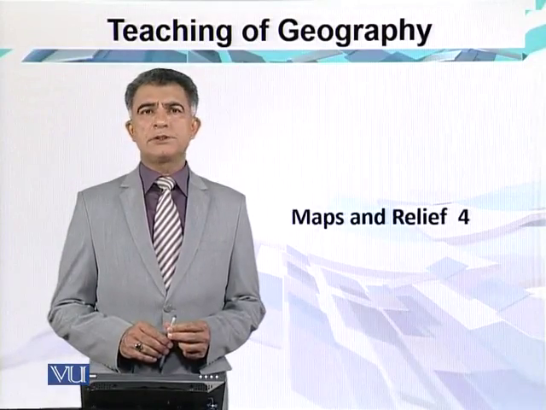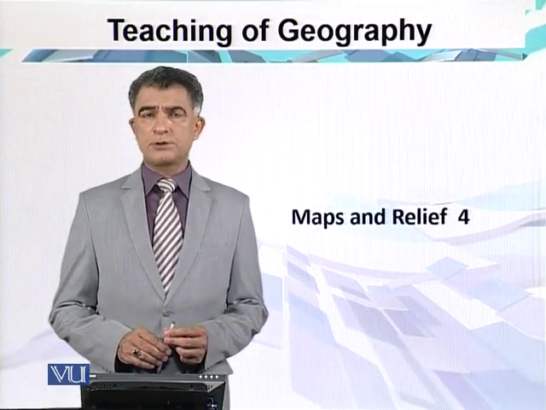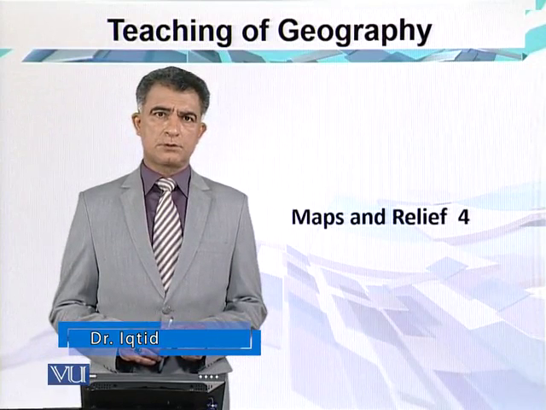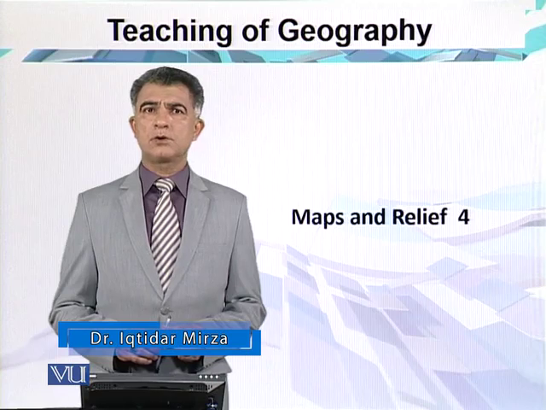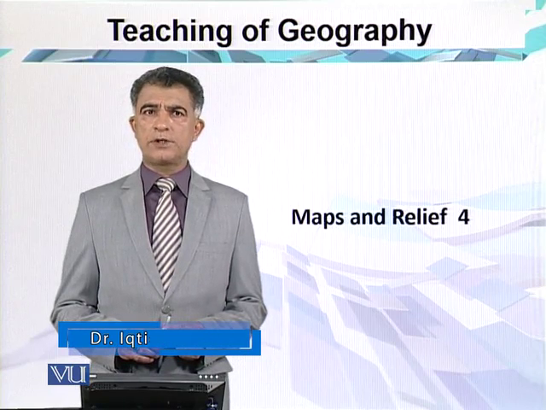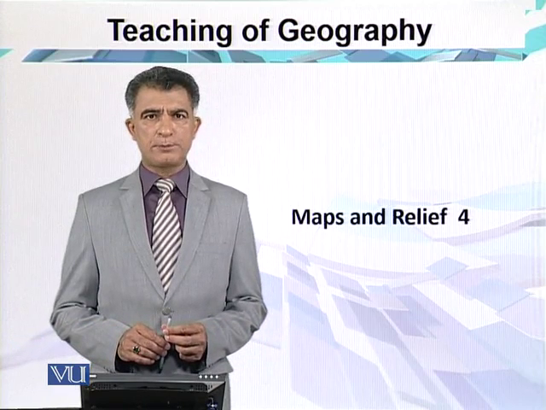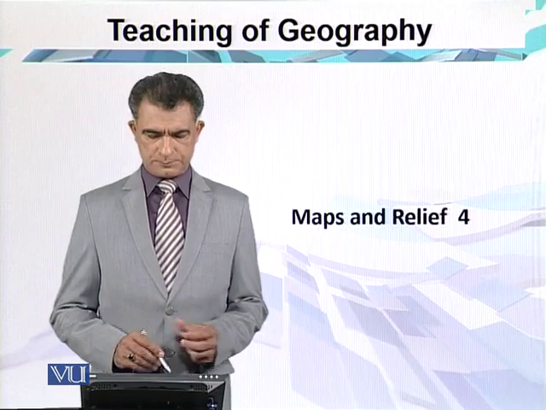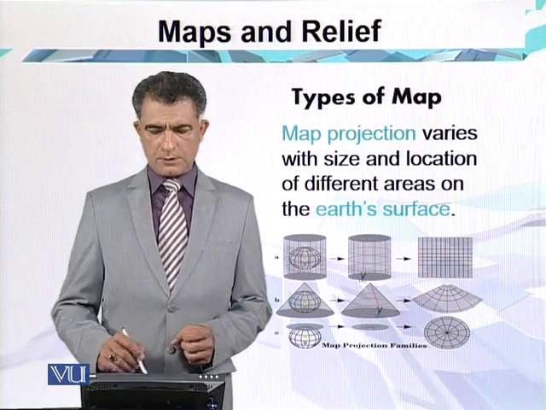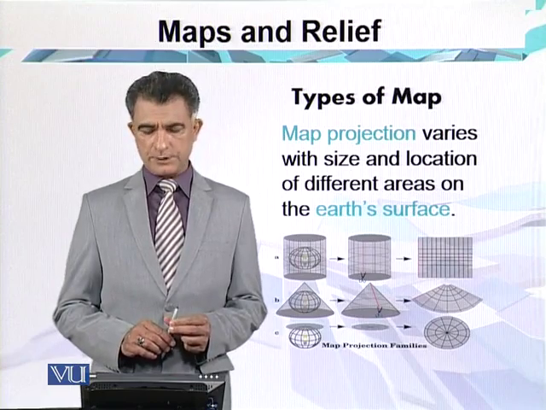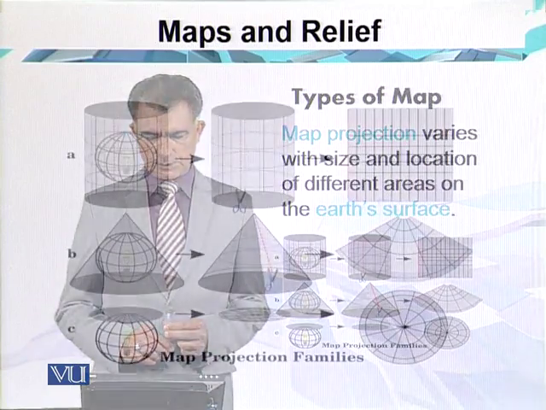Map projection actually is the true representation of longitude and latitudes of the globe. So the network of latitudes and longitude is called the graticule. When we are drawing the map over a piece of paper, the map projection is very important. Map projection varies with size and location of different areas on the Earth's surface.